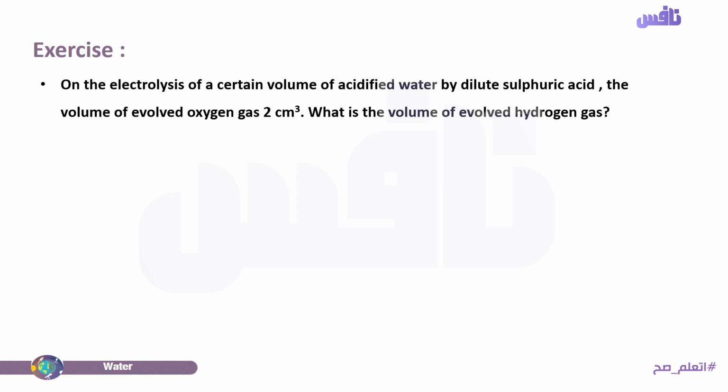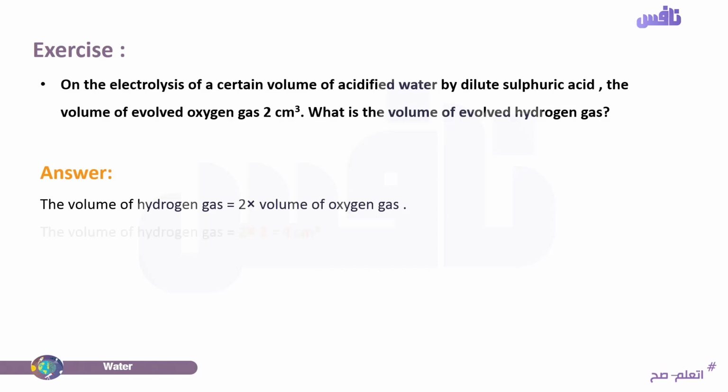Let's do the following exercise. On the electrolysis of a certain volume of acidified water by dilute sulfuric acid, the volume of evolved oxygen gas is 2 cubic centimeters. What is the volume of evolved hydrogen gas? From the previous relation, the volume of hydrogen gas equals 2 times the volume of oxygen gas. Then the volume of hydrogen gas equals 2 times 2, equals 4 cubic centimeters.